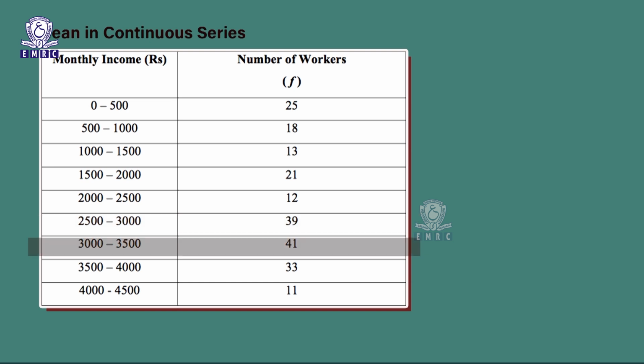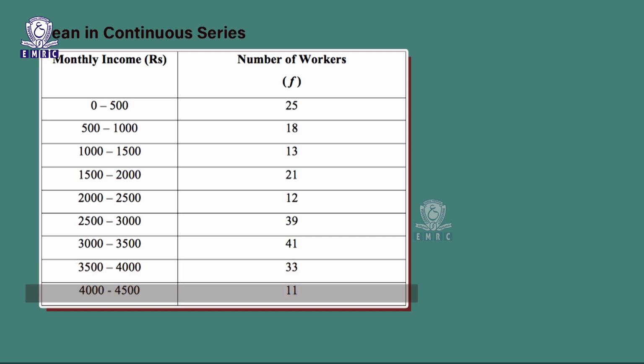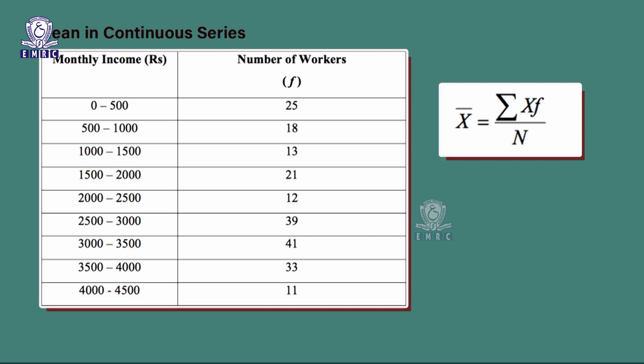41 workers' income is between 3000 to 3500 rupees. 33 workers' salary is between 3500 to 4000 and 11 workers' income is between 4000 to 4500. The formula to calculate the mean for continuous series is x bar is equal to sigma xf by n. We use the same formula to calculate the mean in the discrete series also.